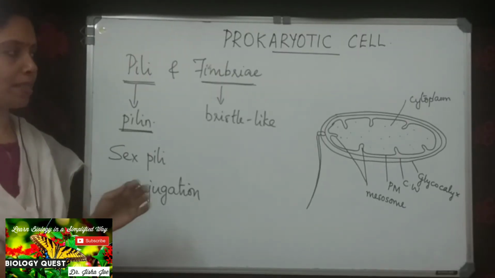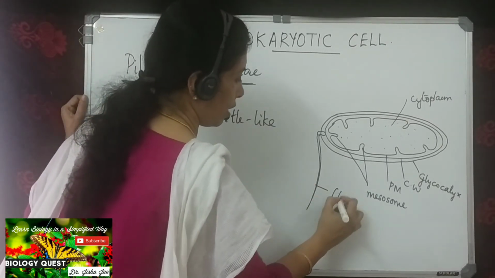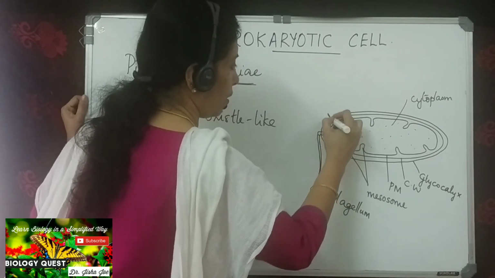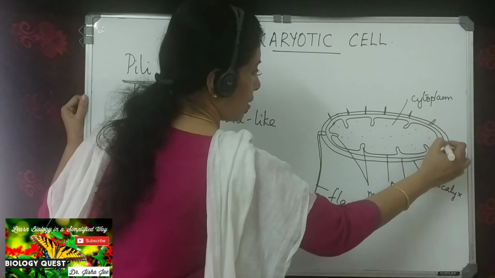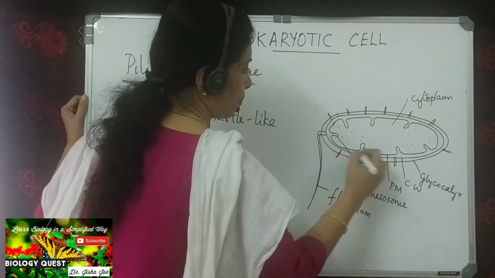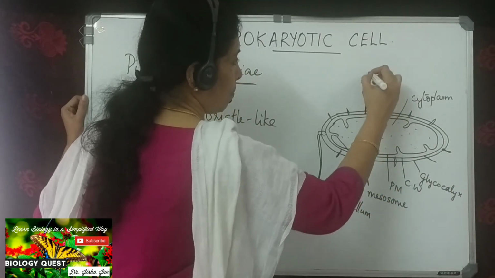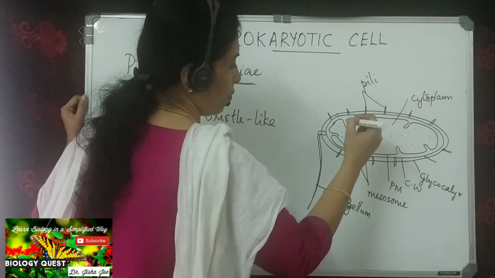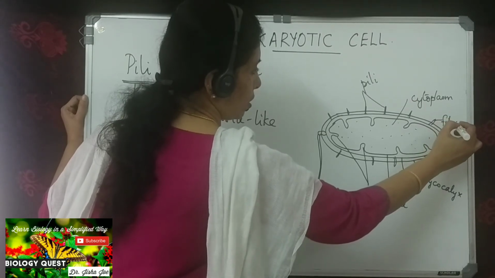Before moving on to the next, I shall just mark the flagella. That is the flagellum there. Then extensions which are called the pili and the fimbriae. Tubular extensions are the pilus or the pili. These are the pili. Then fimbriae, bristle-like structures.